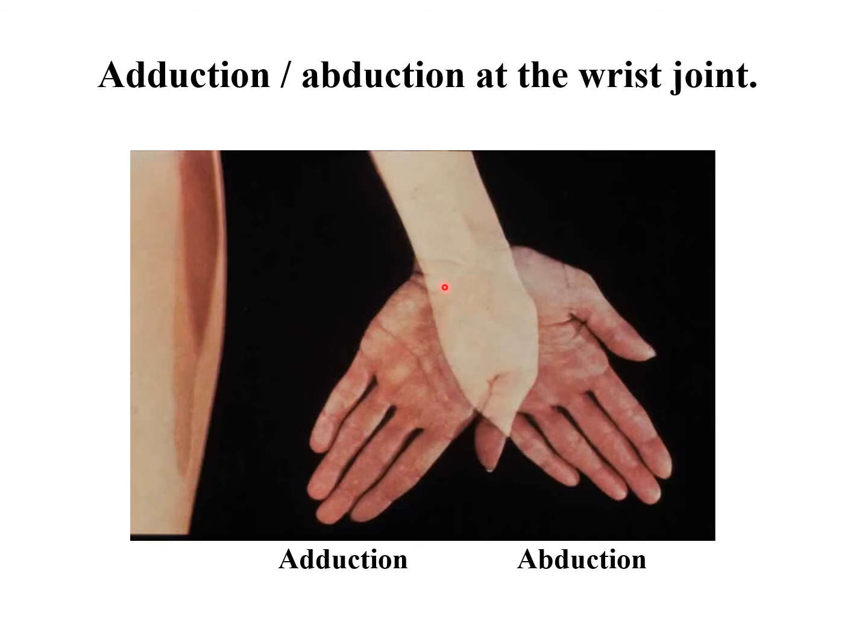Now, if the hand is moving toward the body wall, that is adduction, also known as ulnar deviation because the ulna is present here. This movement is known as adduction of the hand or ulnar deviation, and this movement is abduction or radial deviation.